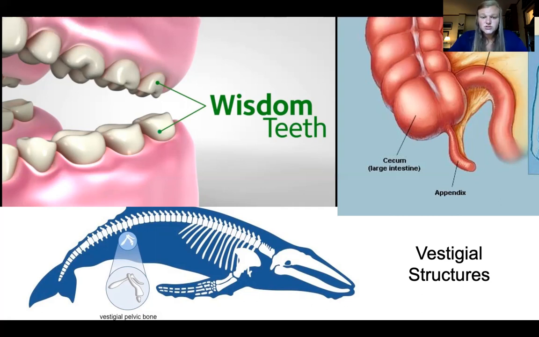We have homologous structures that come from a common ancestor. We have analogous structures that don't come from a common ancestor but serve the same purpose. And then we have vestigial structures, structures that seem to have hung around despite evolution that don't really do anything anymore.